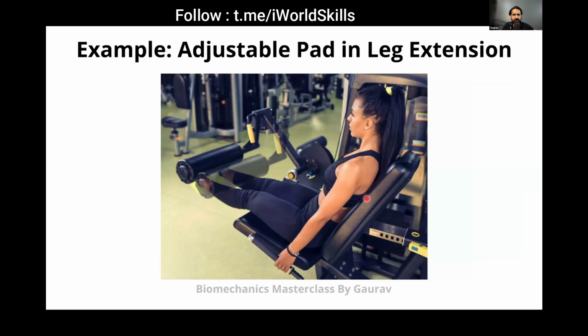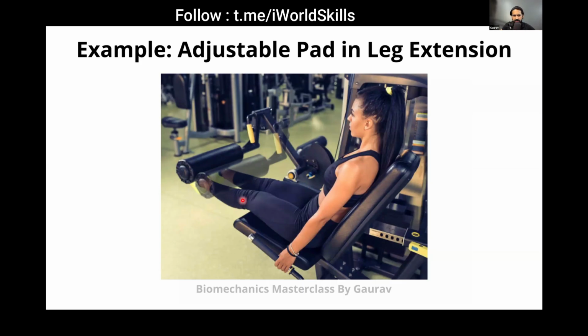Now this leg extension machine is engineered in such a way that it takes care of the strength profile of your quadriceps, which means it provides resistance according to the strength of your quadriceps. Correct. So this machine is built very well in the first place. It's engineered very well in the first place.